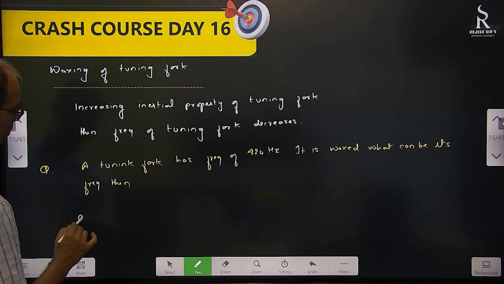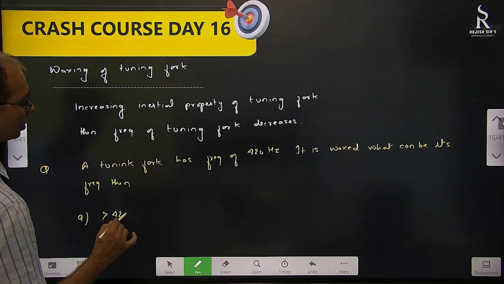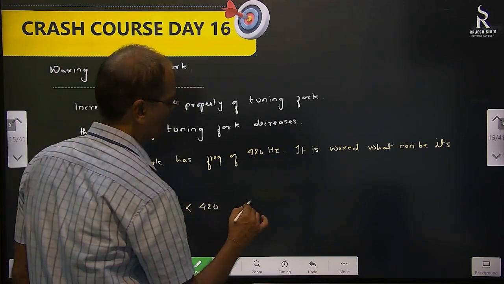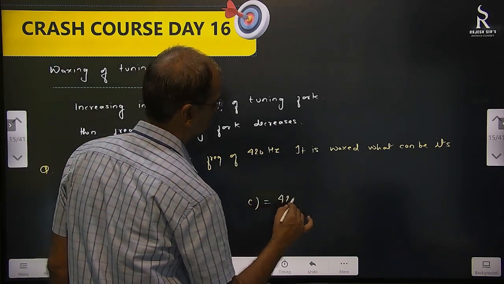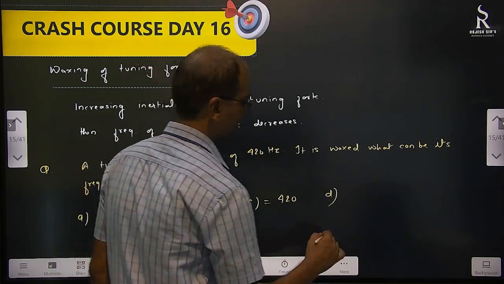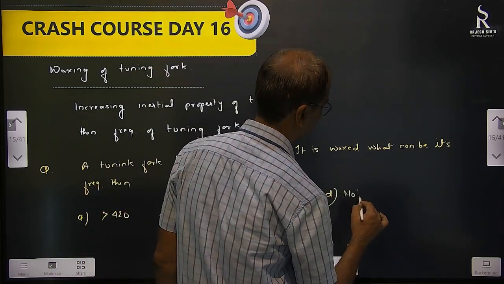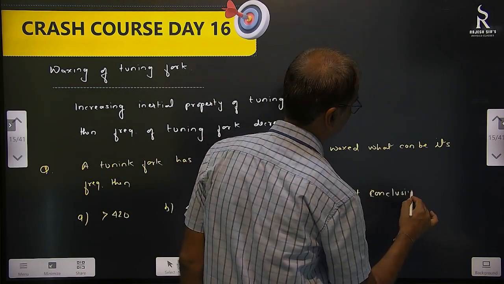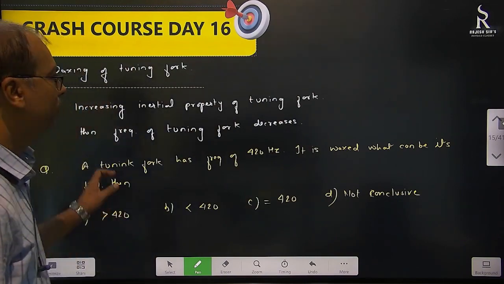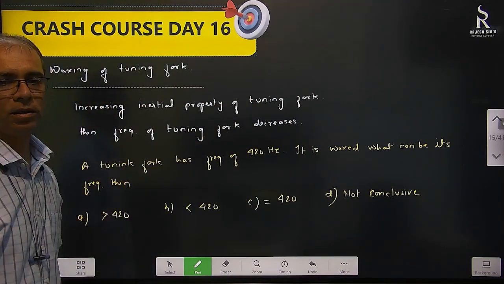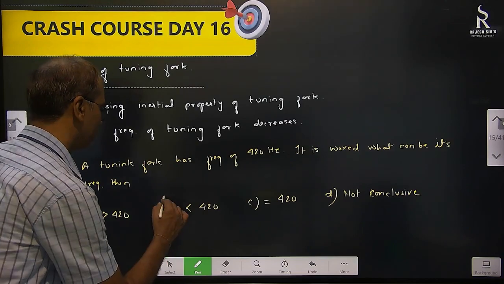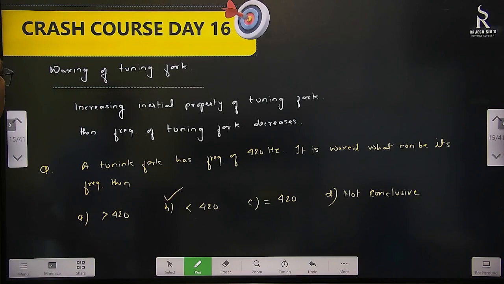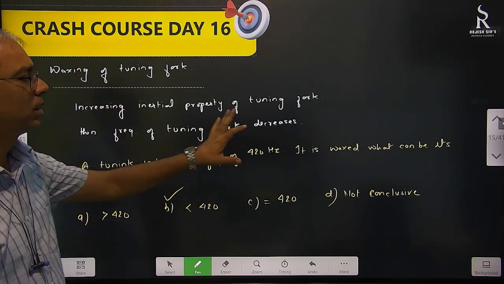And then the options: greater than 420, less than 420, equal to 420, and D option, not conclusive, information not enough. Now we know clearly that if you are applying the wax, its frequency is going to decrease. So obviously what will it be? Less than 420. So when you are waxing a tuning fork, its frequency decreases.